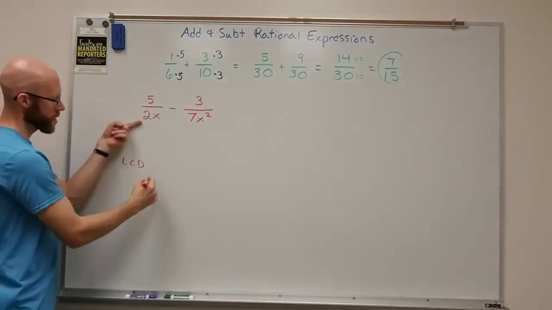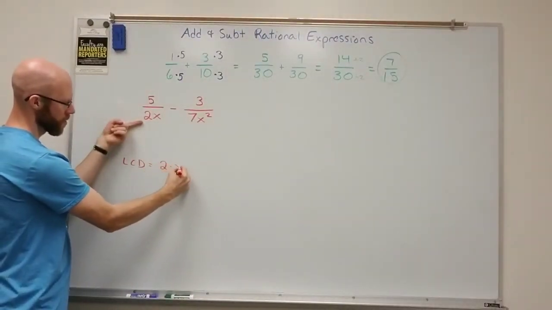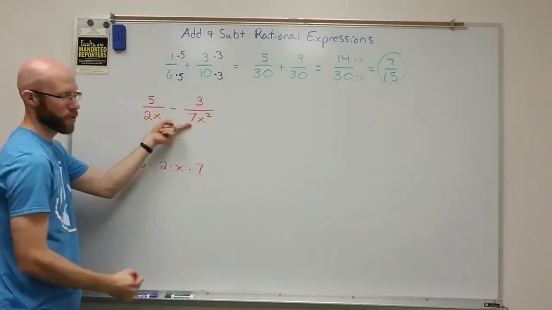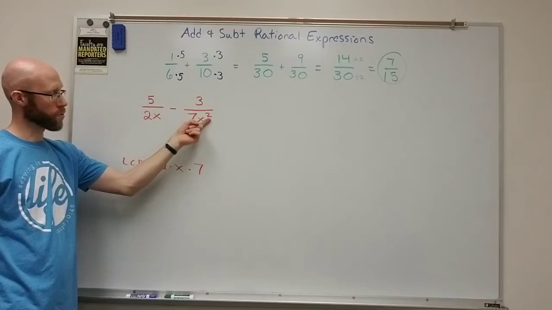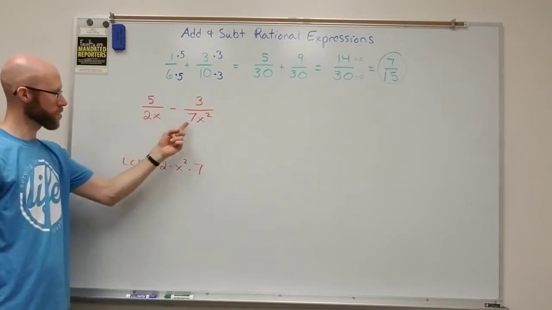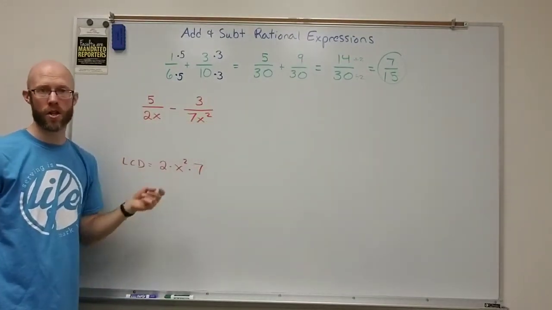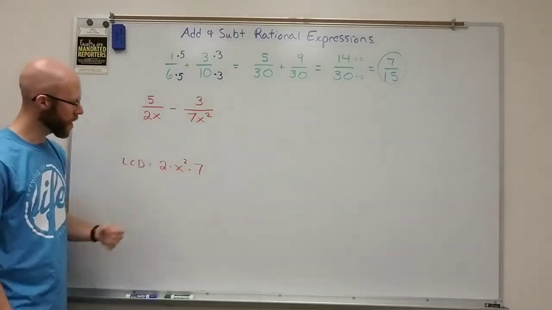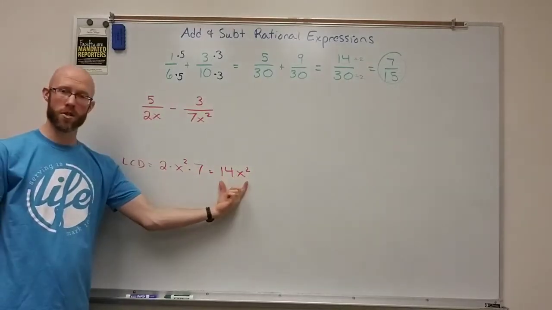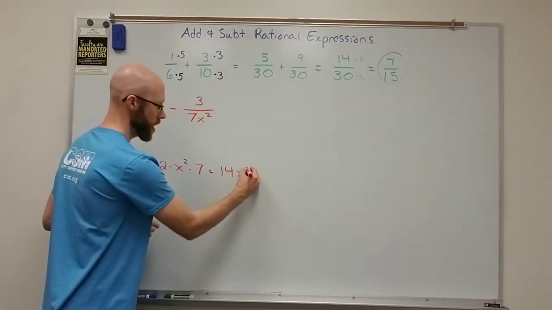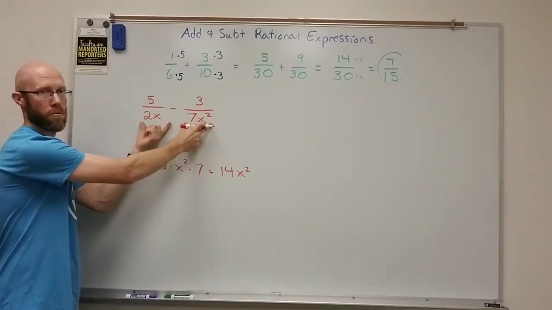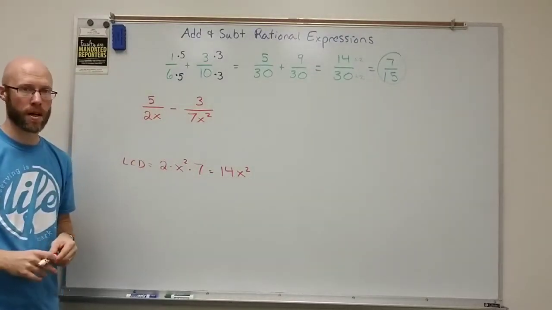Well, if you think about it, the LCD includes the factors from the first fraction, the factors from the second fraction that were not already included, and if it was included, make sure you get all the highest powers included. So I'm going to square the x. So I've got the 2, the 7, and I want an x squared rather than just an x. And then all these combine to give me 14x squared. Okay, 14x squared is going to be my LCD. That is the smallest expression that I can use as a multiple of both denominators.